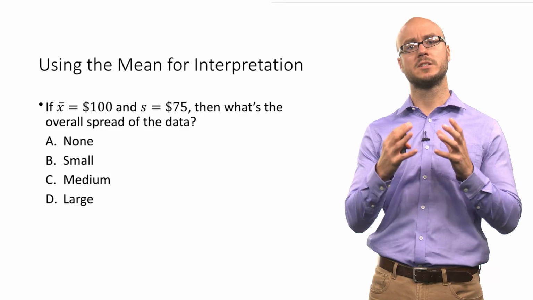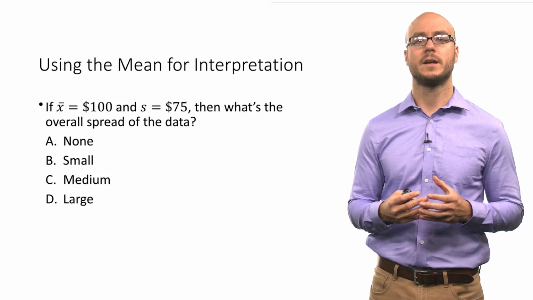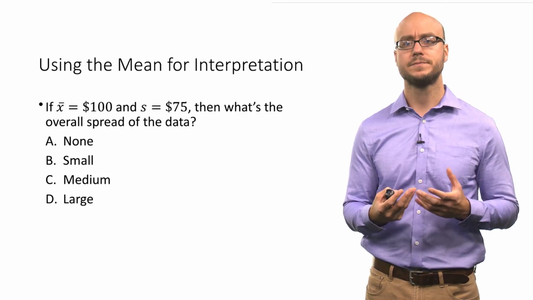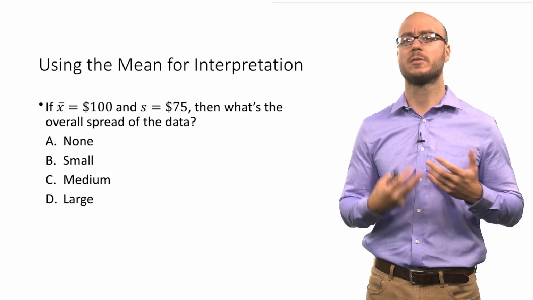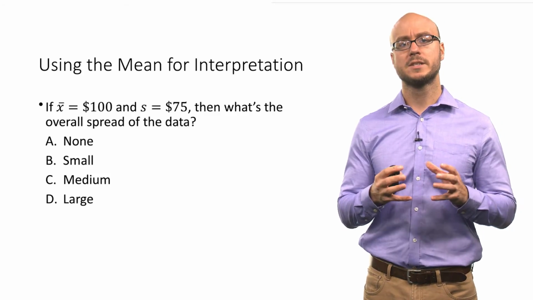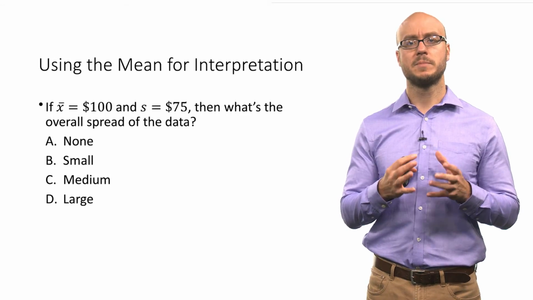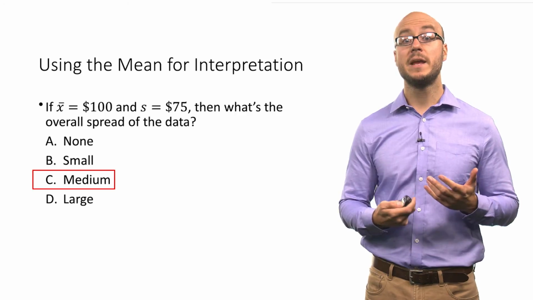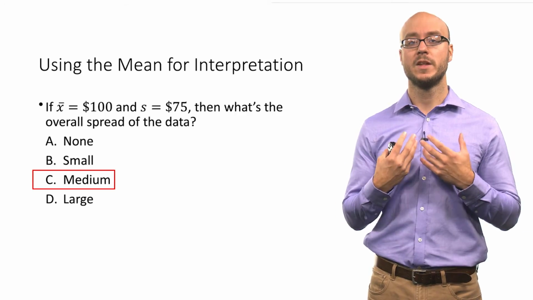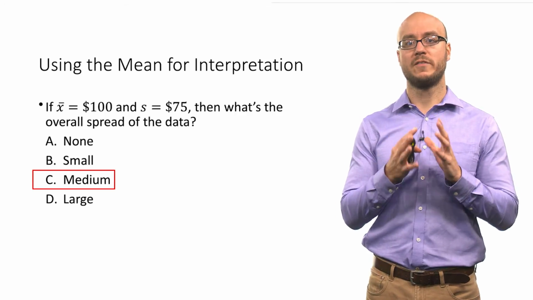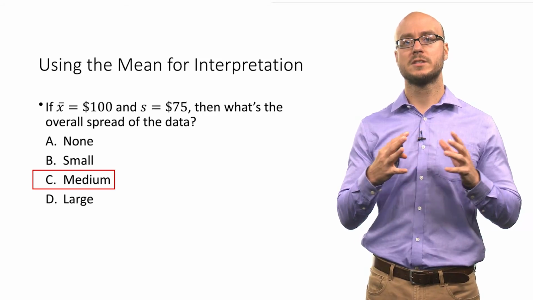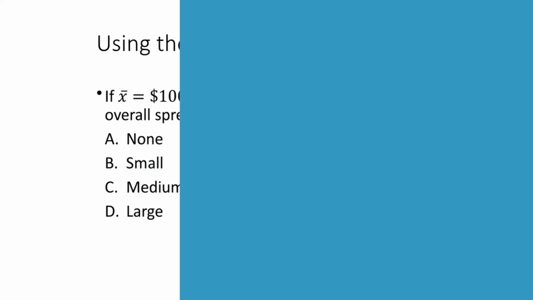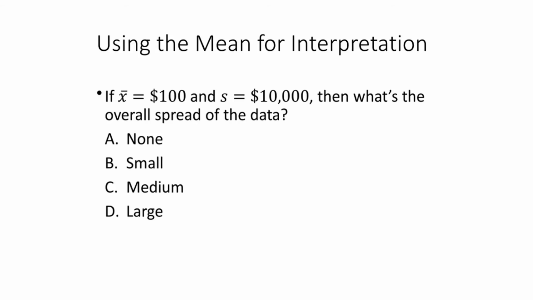But suppose our sample mean is 100 and the sample standard deviation is 75. How can we characterize the overall spread or dispersion in the data? Well, in this case, the sample standard deviation is pretty close to the sample mean. So let's say that there's just a medium amount of variability. There are quite a few observations around the sample mean, but there is some degree of spread. And then finally, consider a mean of 100 and a standard deviation of 10,000. What's the overall spread of the data? It's going to be large.